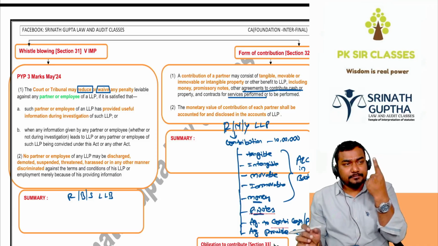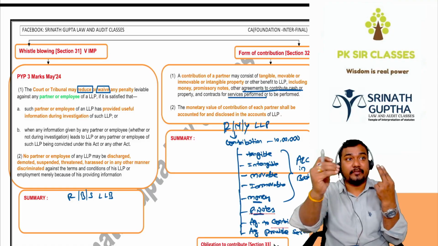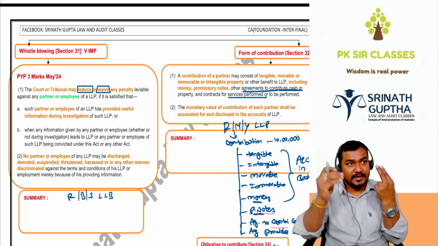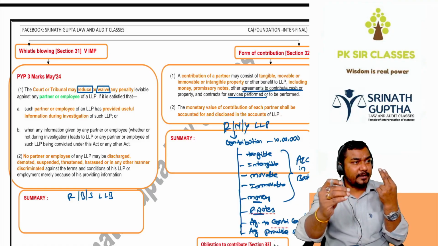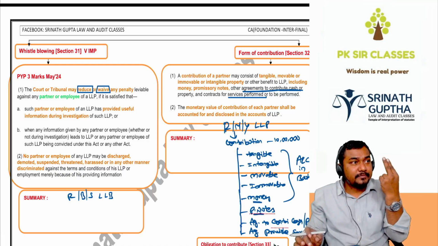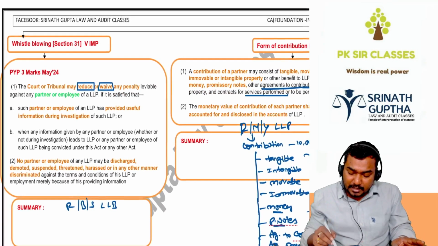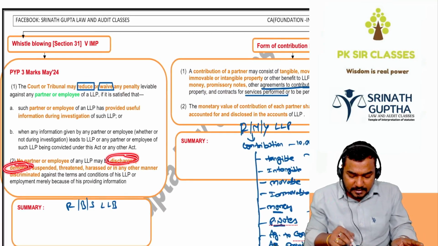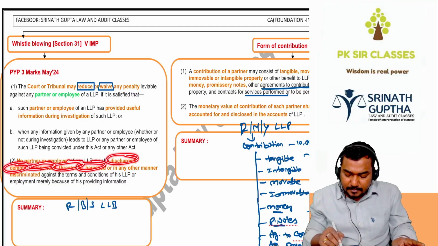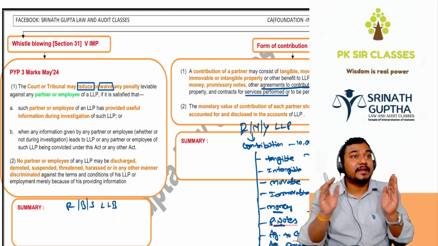If any partner or employee supports the investigation by providing information to the government or investigator, such partners and employees are said to be whistleblowers. These people should not be discharged, demoted, suspended, threatened, harassed, or discriminated against. We have to give protection to such whistleblowers.